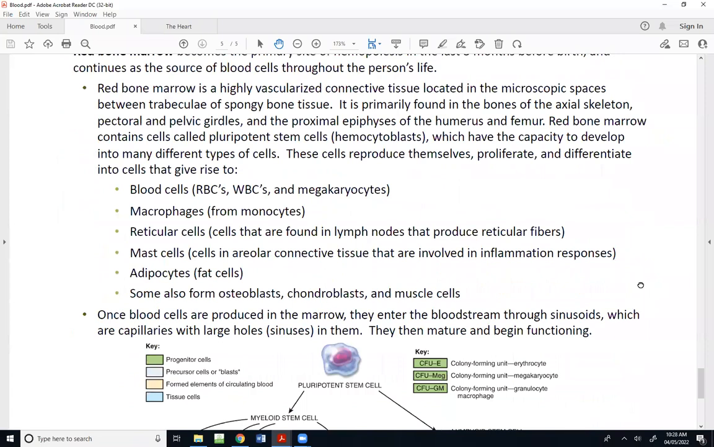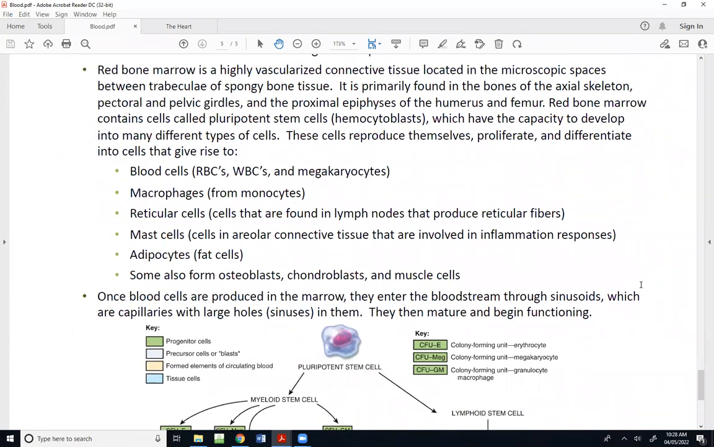Once again, we've talked about red bone marrow before. It's a highly vascularized connective tissue found in the microscopic spaces between the little trabeculae of our spongy bone. We find a lot of red bone marrow in the bones of our axial skeleton. Remember, that includes the bones up and down our spine and our skull, but also places like the pectoral and pelvic girdle, so like your hip bones, your clavicle, your scapula, the proximal epiphyses of the humerus and femur, so up there by your shoulder and up there by your hip.